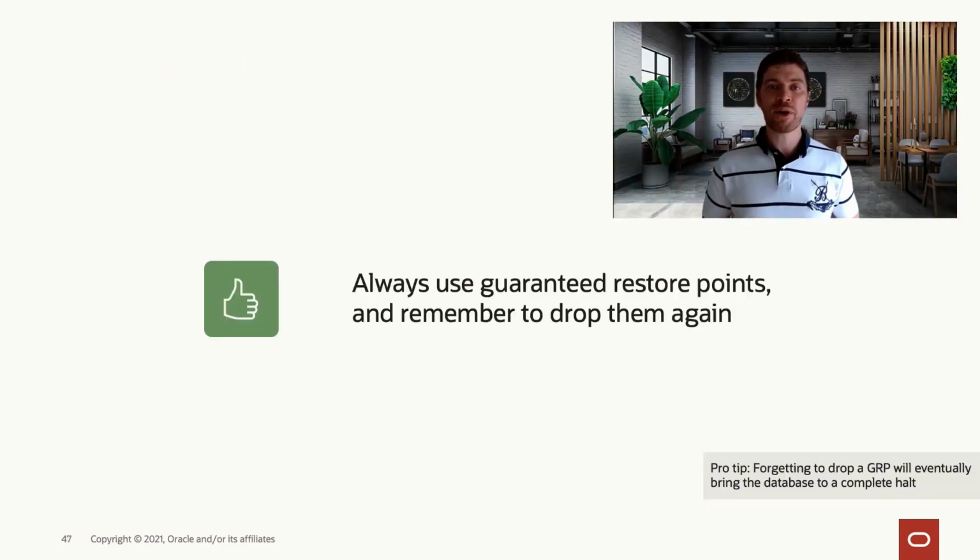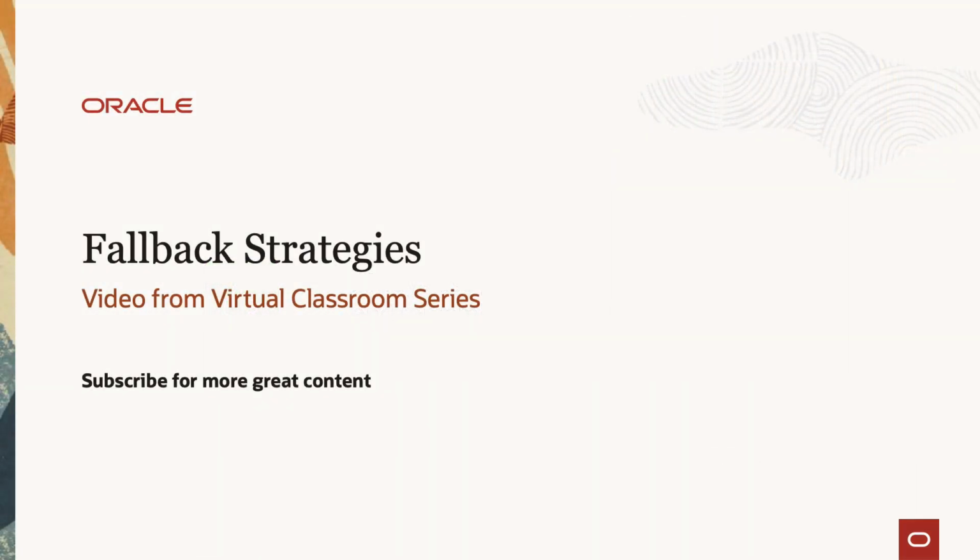So we really recommend you to use GRP as one of your rollback methods, but don't forget to drop the GRP after you no longer need it. Otherwise, your fast recovery area can grow and then you run out of space on this area.